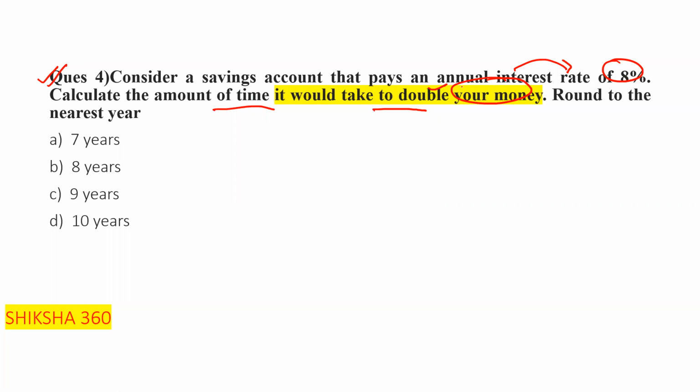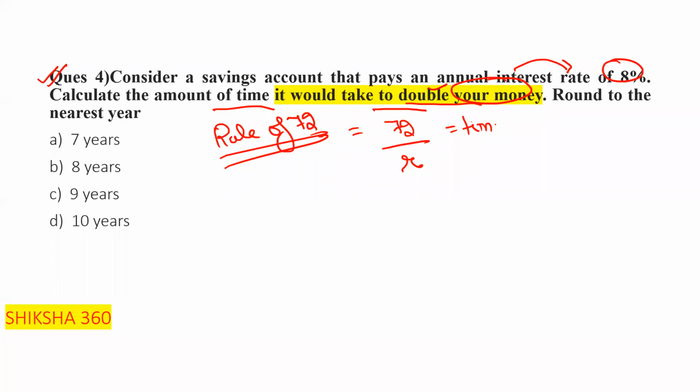Whenever you find a question that says double your money, we implement the rule of 72. The rule of 72 says that 72 divided by the rate of interest is equal to the time taken to double the money.